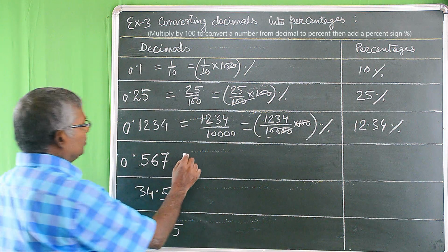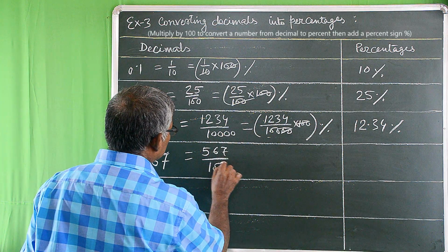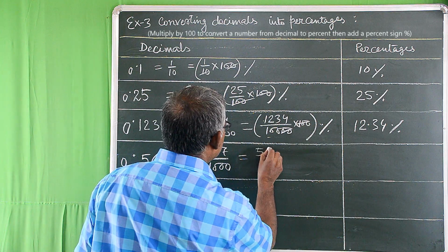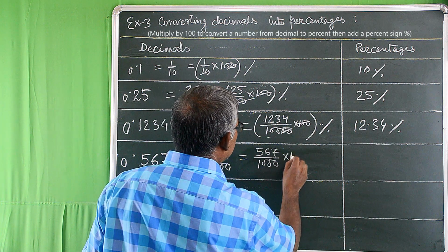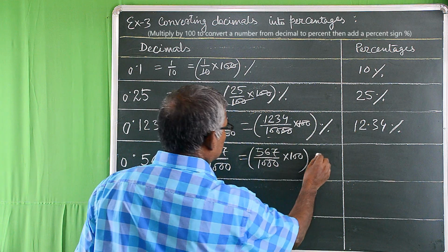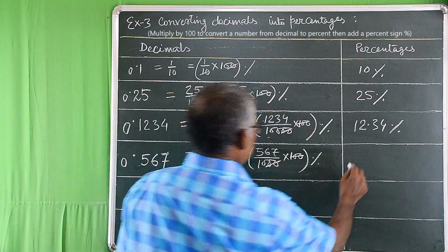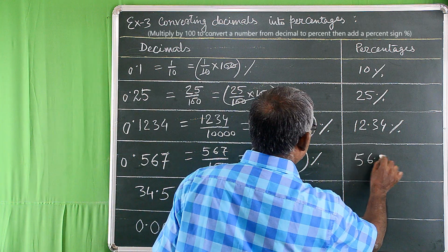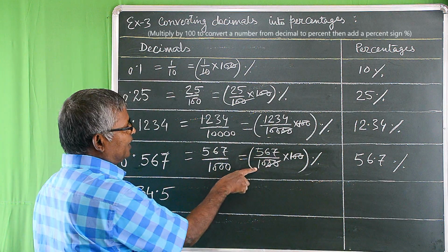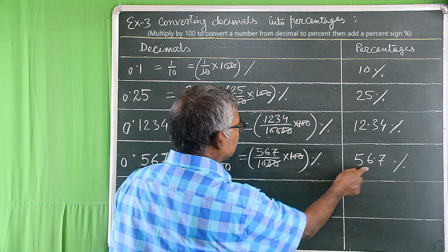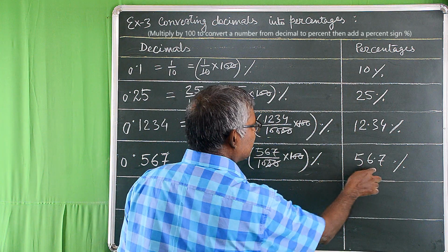Let us consider 0.567. This can be written as 567 by 1000, equals 567 by 1000 into 100%, that is 56.7%. Since 567 is divided by 10, therefore it is 56.7, and here is percentage, so it is 56.7%.